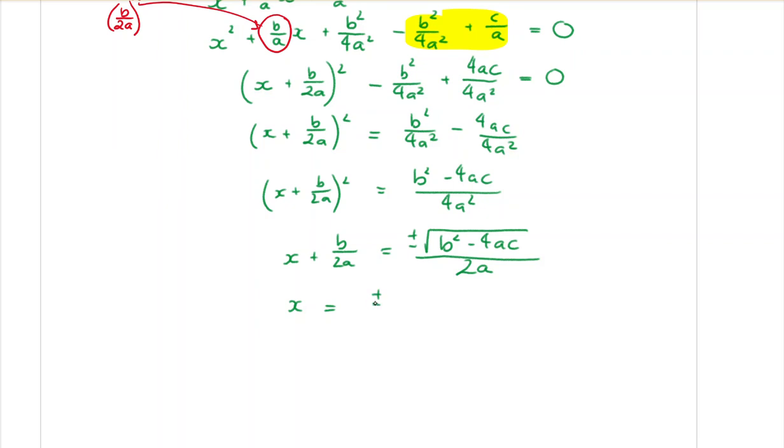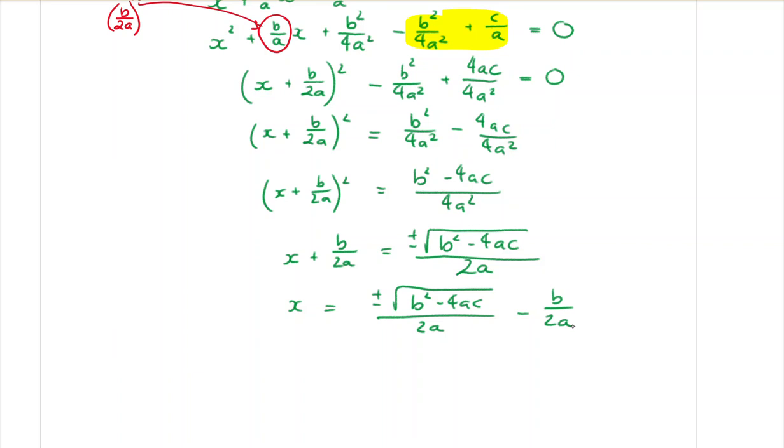So I have plus or minus big square root b squared minus 4ac all over 2a. And then I'm going to subtract the b over 2a from the other side. I'm moving it across. Conveniently, I have a common denominator there. Can you see that? They're both 2a's on the bottom.